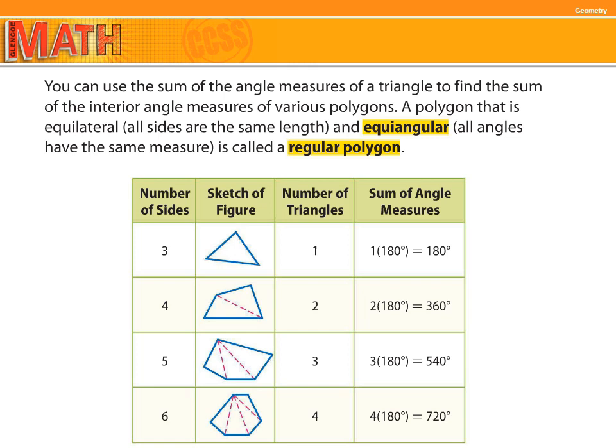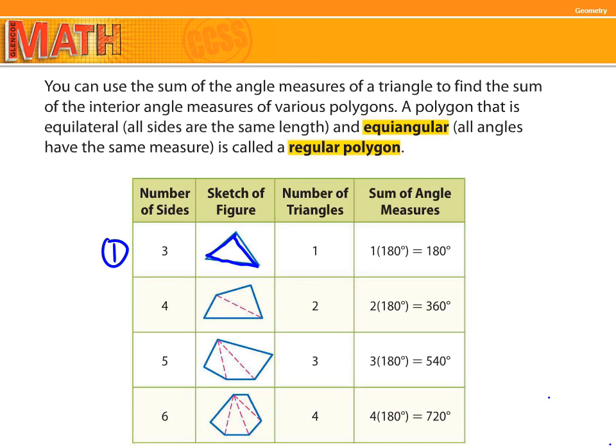So we have a triangle in our first one here. I'll label that as number 1. There are 3 different sides, 1, 2, 3, and it's one triangle. So we would take the sum of the angle measures. We take 3 minus 2, which is 1, times 180 degrees equals 180 degrees.